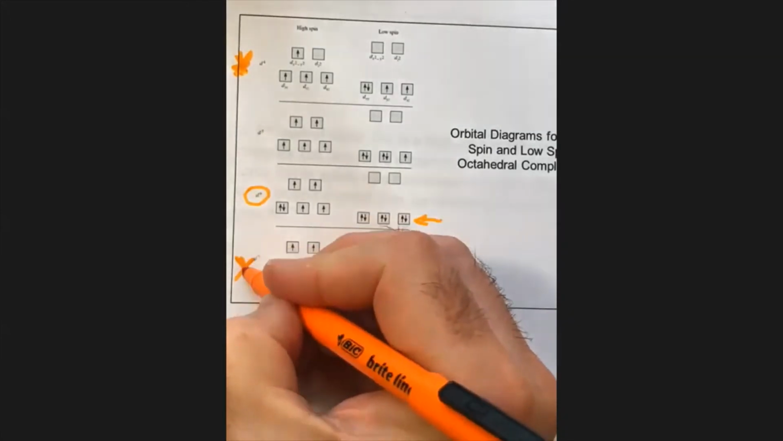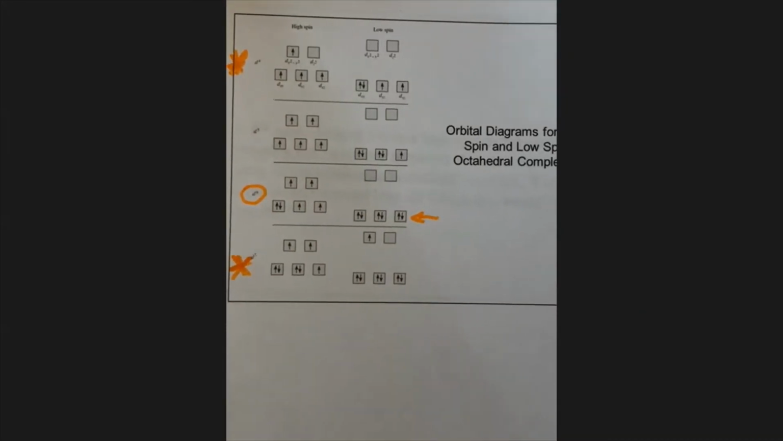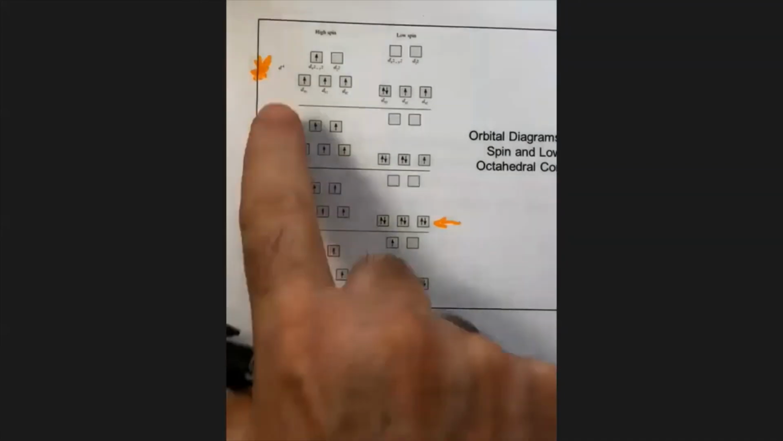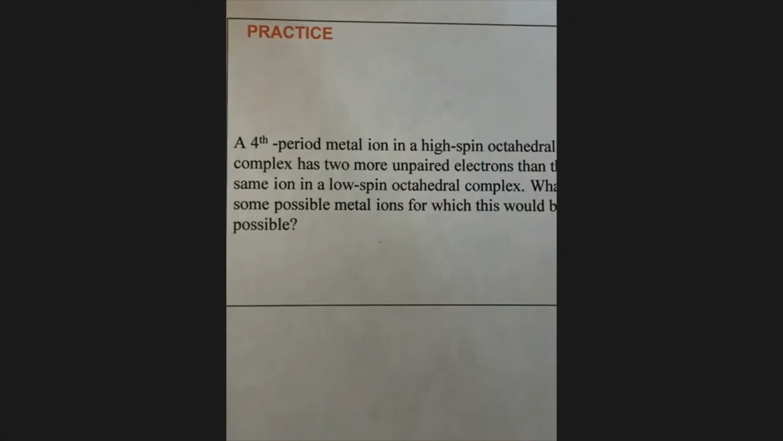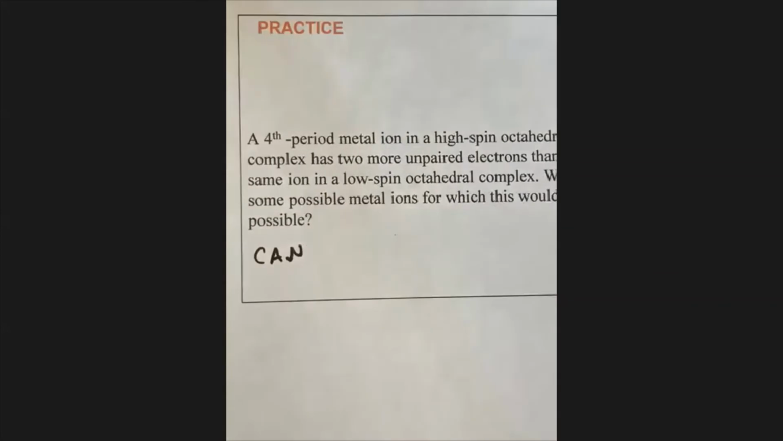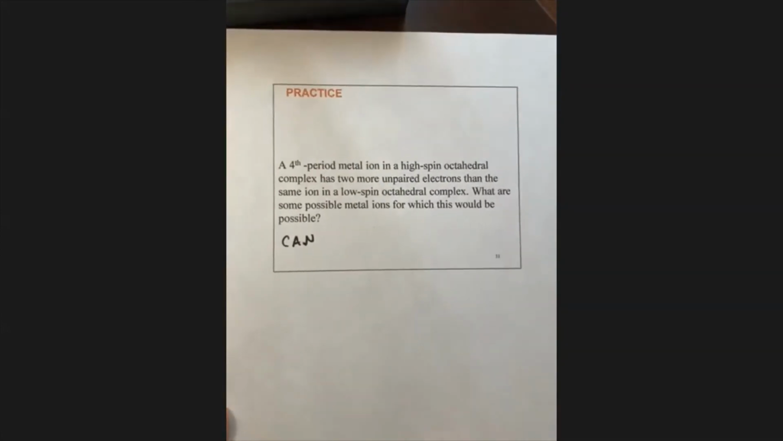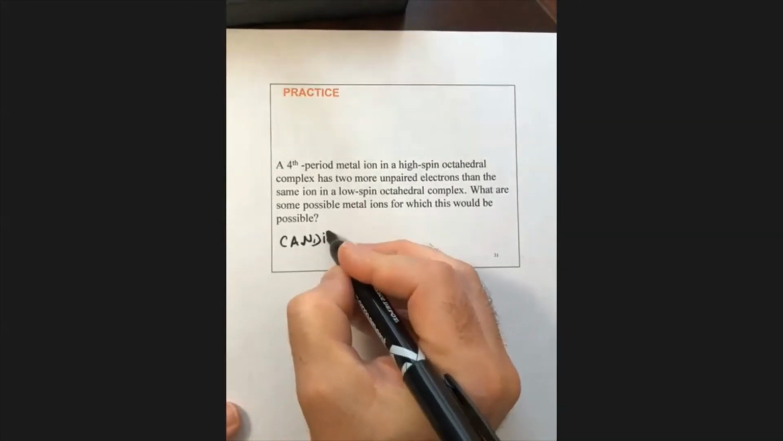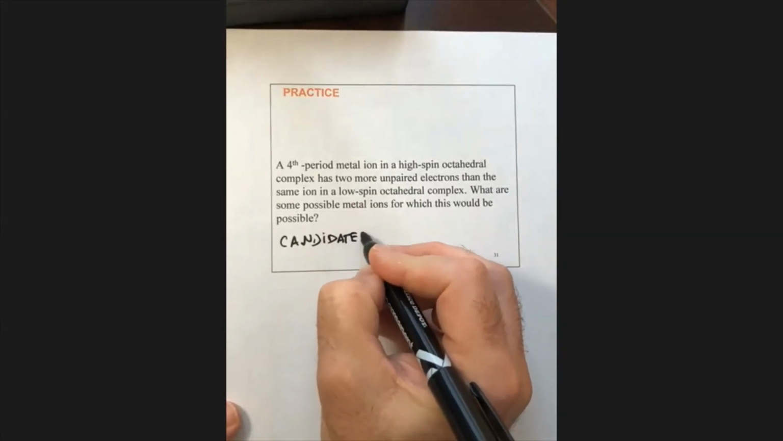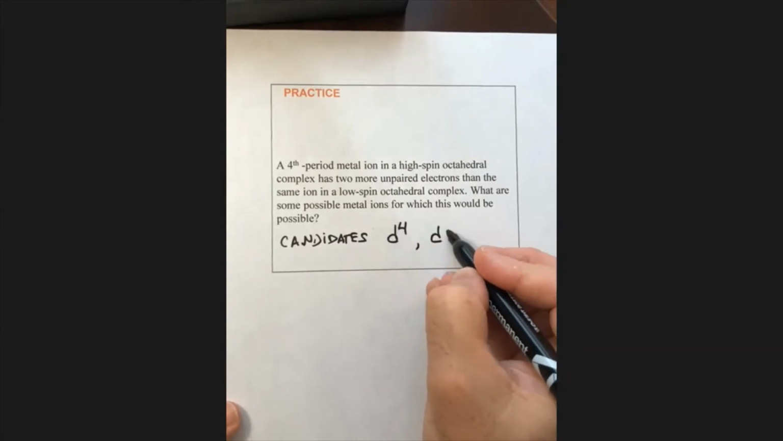So let's put an asterisk on both of those. And so we are saying that our candidates, let's come back here. Okay, again, d4 and d7 are our candidates.